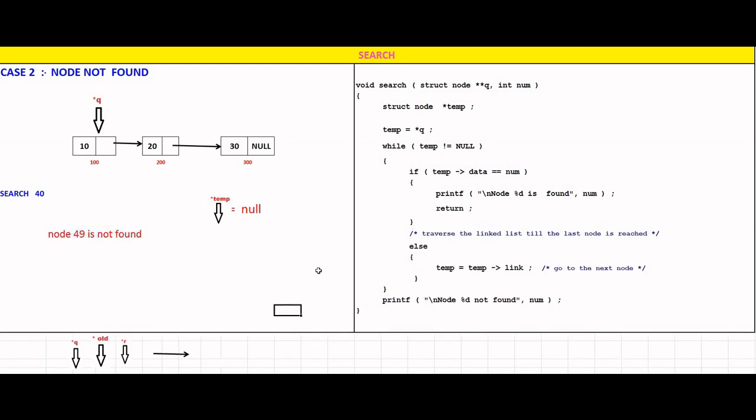So this is how the search function works for both cases, for a valid node or for an invalid node. These are all the operations that we are going to perform on the single linked list. We are going to see the whole program by merging all these functions in our experiment number 10.